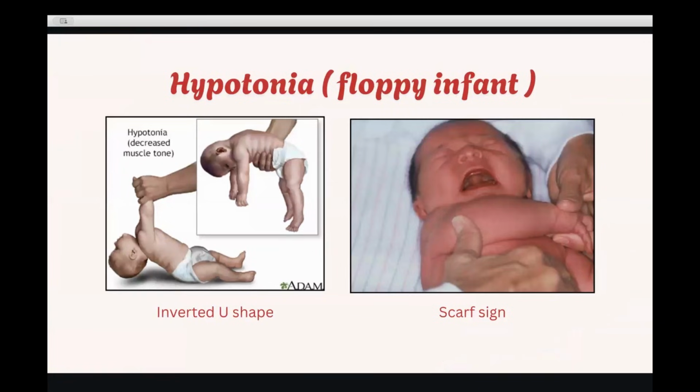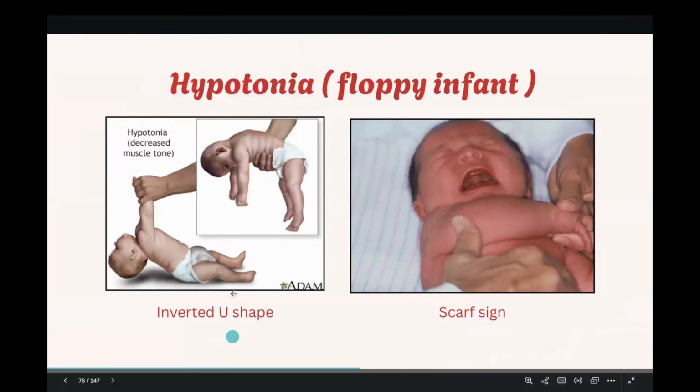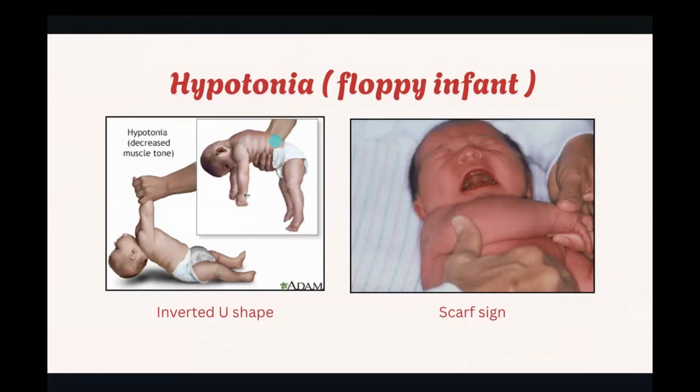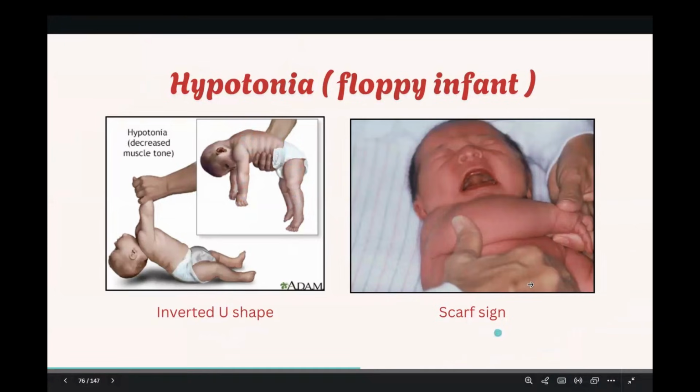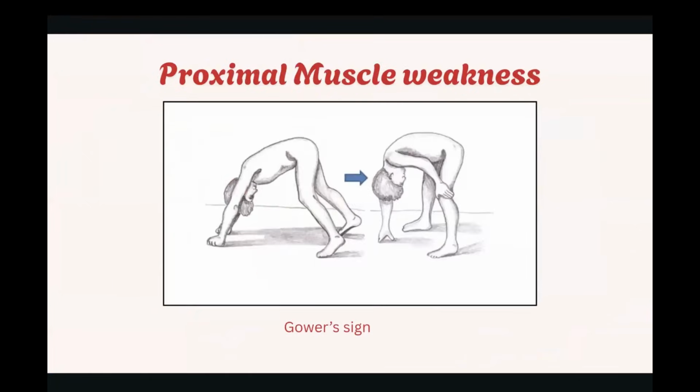Now, hypotonia, as we said, we have proximal muscle weakness, and there are signs at the baby's birth that show that this patient has hypotonia. So, first of all, the inverted U shape. If you hold the baby in this way, because of the decreased muscle strength, they're going to appear as an inverted U. And also, we have the scarf sign, which is basically you pull the baby's hand to the other side. If their elbow passes their mouth, this shows hypotonia. A positive scarf sign, again showing hypotonia or floppy infants.